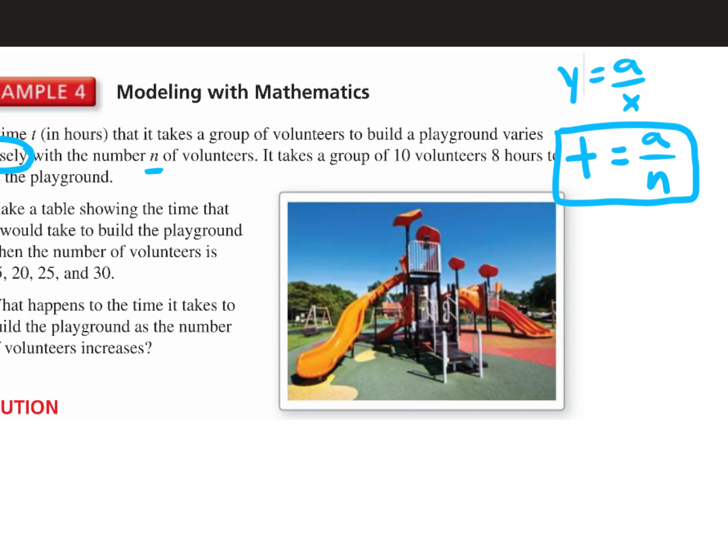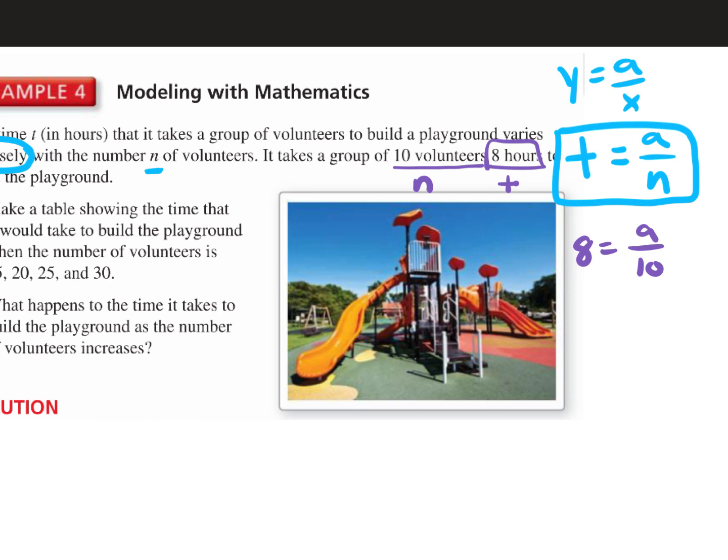So we want to figure out our general equation when it takes a group of 10 volunteers 8 hours to build the playground. Number of volunteers is n. So how would I find a? 8 equals a over 10. Perfect. Because 8 is the number of hours. That's our time. And 10 is the number of volunteers.